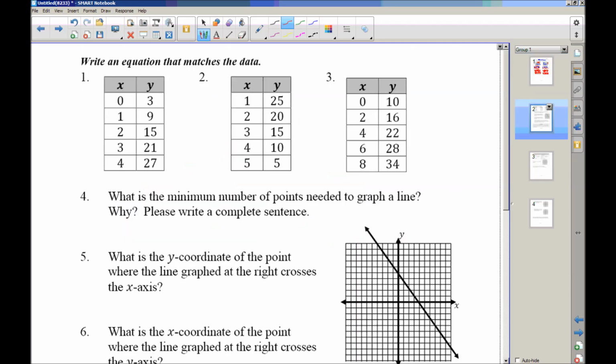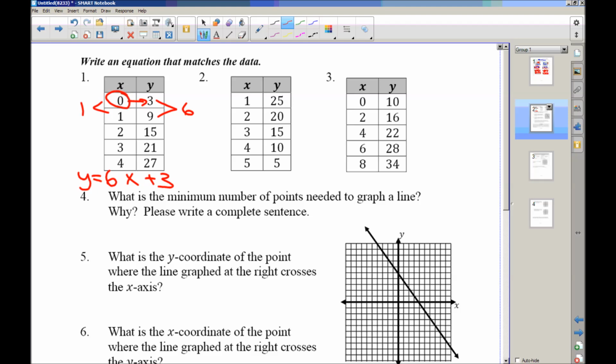All right, second page. We have a couple more review problems here. Write an equation that matches each data. So remember, we find the starting value, which is 3. And then we need to find out what the changer is. So this goes up by 6. This goes up by 1. So 6 divided by 1 makes 6x.